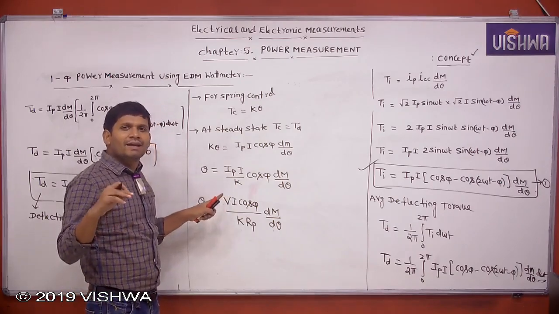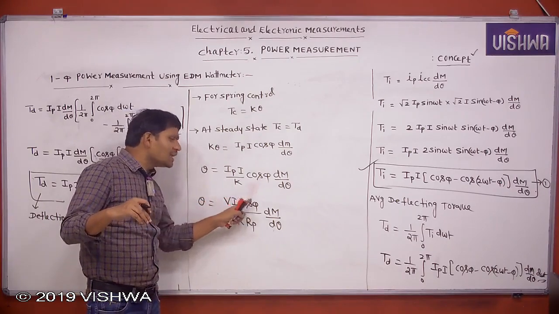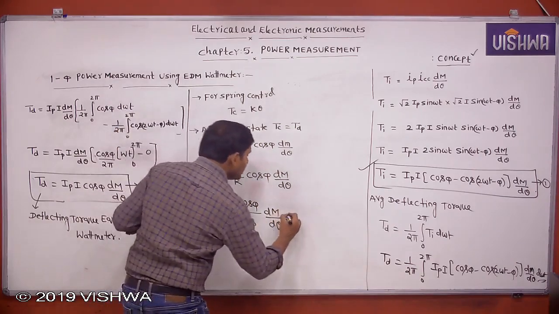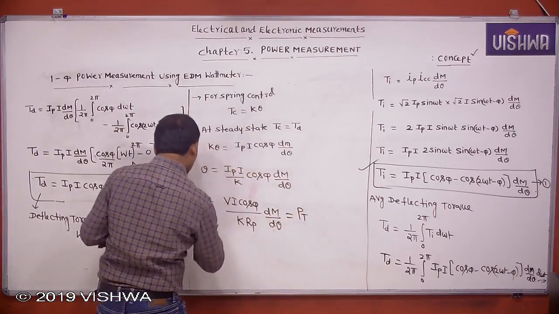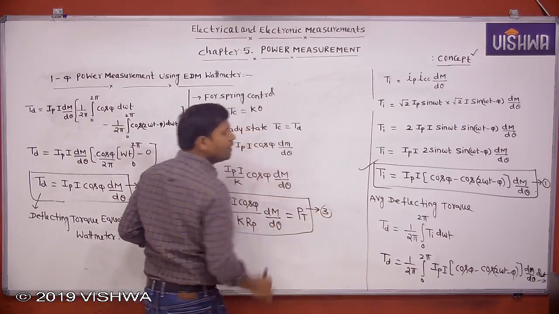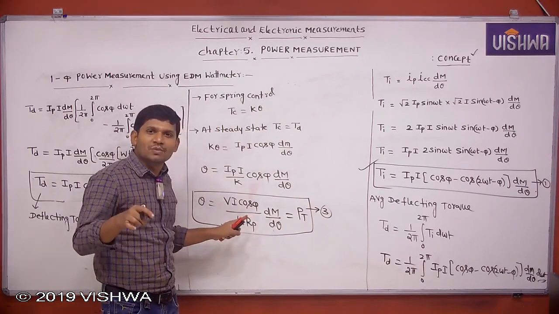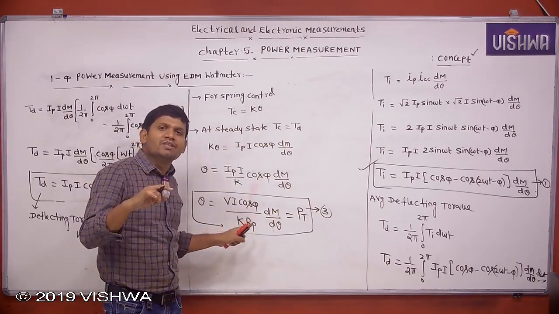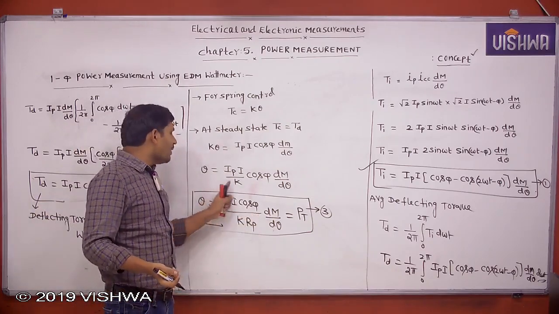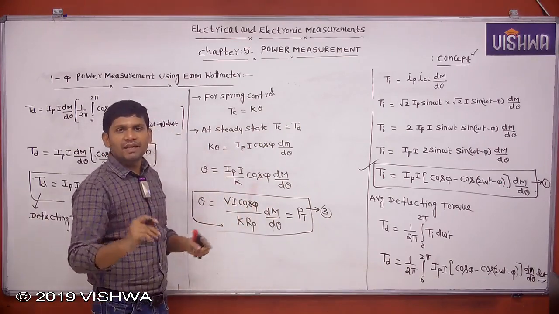If the pressure coil inductance is negligible, then the deflection of the pointer indicates which power? V I cos phi, which is nothing but the true AC power. That's why the deflection of the pointer gives the true power. This is the expression for true power, equation 3. We get it by assuming inductance is negligible, meaning the pressure coil is highly resistive. If the pressure coil is highly resistive, then you can measure V I cos phi, the true power.